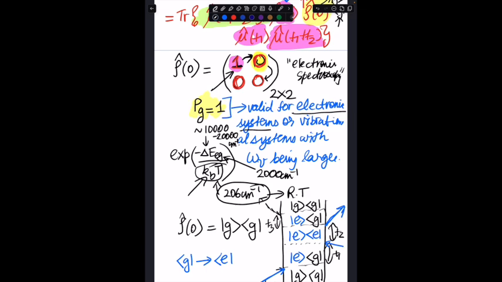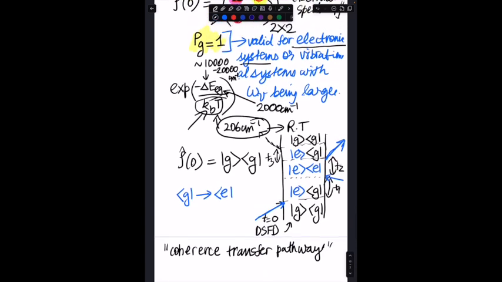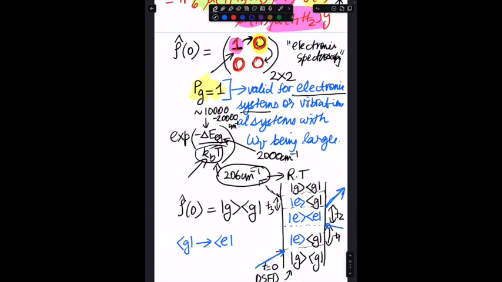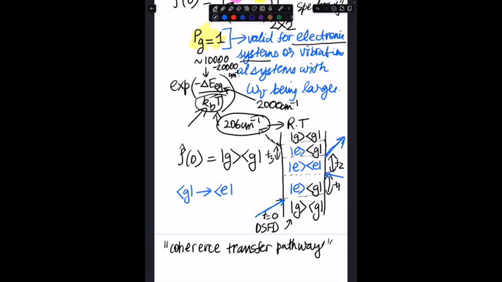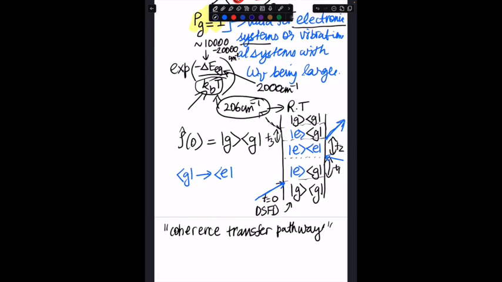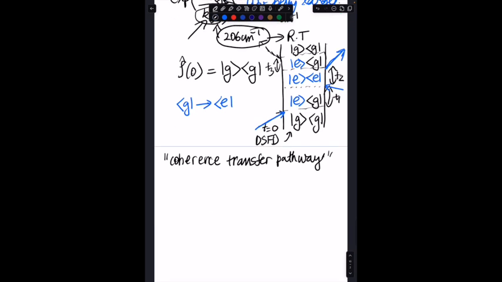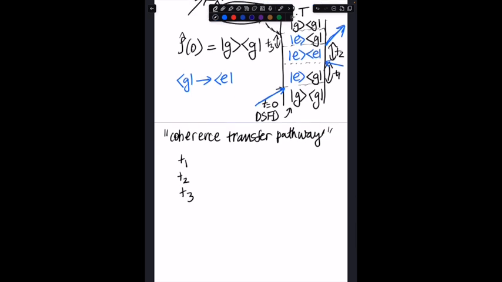In the ground state, then a coherent state, then a population state, then a coherent state, and then back to the ground state. So this population being transferred from the ground state to the excited state takes place through coherent mechanisms, or mechanisms in which your population is in a superposition of the ground and excited state over your T1 and T3, and hence they're known as coherence transfer pathways. Now, these terms T1, T2, and T3, as I had previously described to you, are just the waiting times between the fields, and they have some special names.